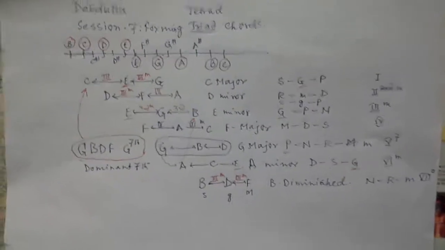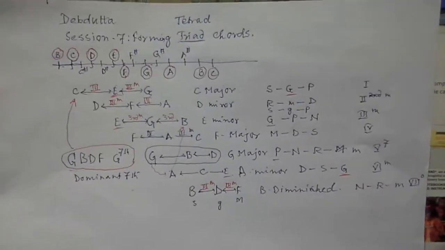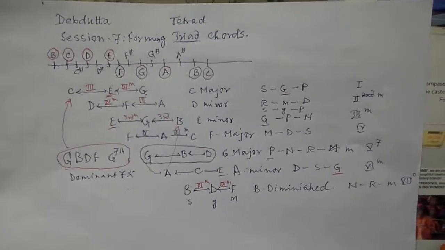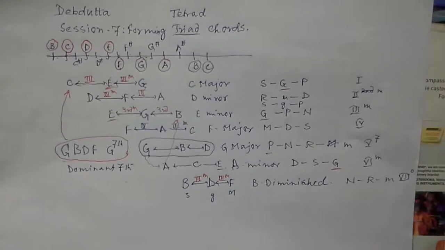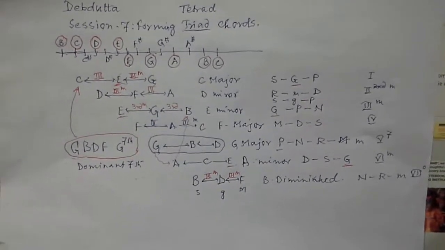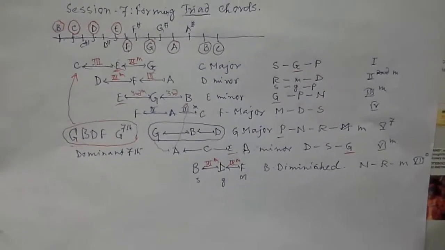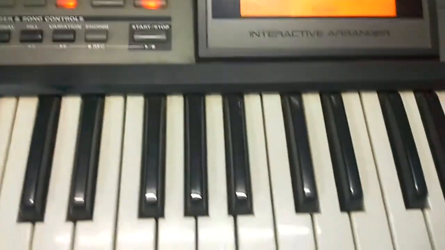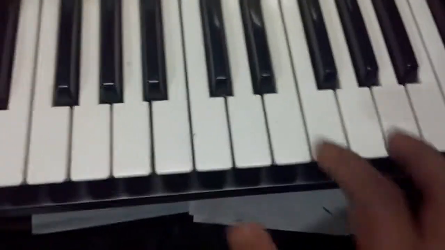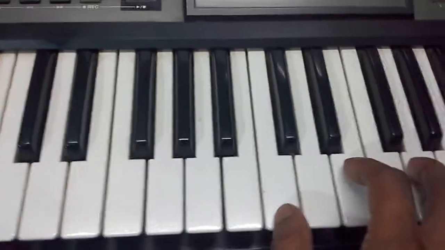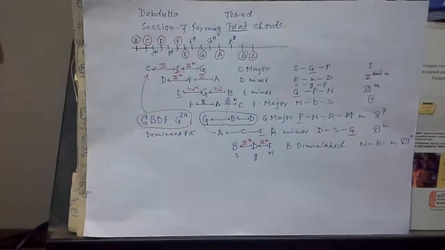Let's call it session 7A, because here we will try to give some demonstration of how these chords sound, which we discussed in session 7. So let's get back to my keyboard and start from the first chord, which is C, E, G.